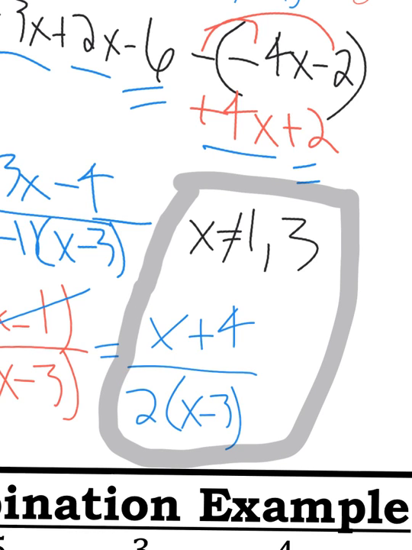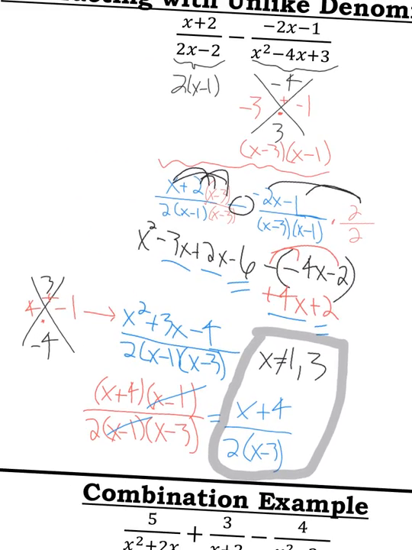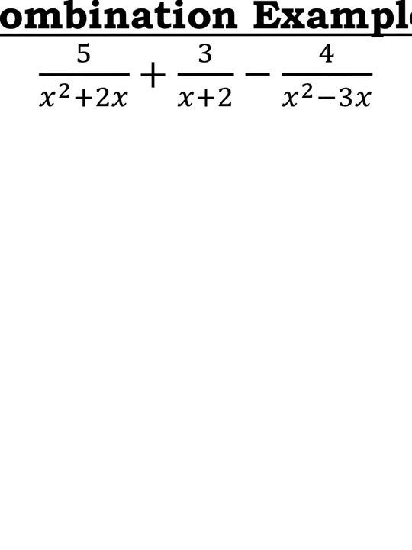Okay? So kind of a long example there, but I did warn you at the beginning of the video that these were a bit more complex. So let's do one more example. Here I have three terms, and they all have different denominators. But when you factor them down, you'll see they all have something in common.